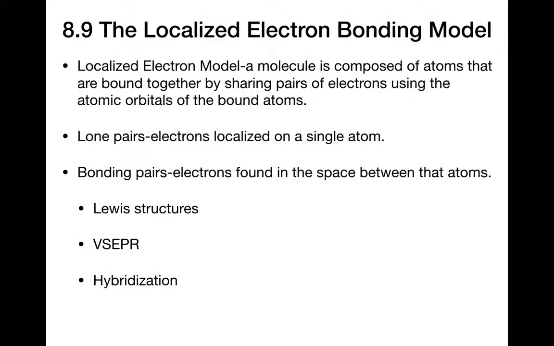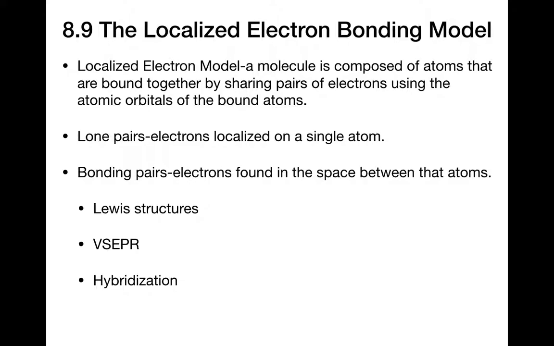Hello, AP Chem. I'm going to finish up Chapter 8 of the Zumdahl textbook on bonding. This is the various aspects of the advanced discussion of the localized electron bonding model. We call it the LEM, or the localized electron bonding model. It says that a molecule is composed of atoms bound together by sharing pairs of electrons, and that they use their atomic orbitals to hold those bound atoms together.